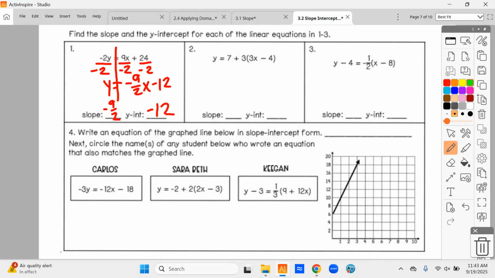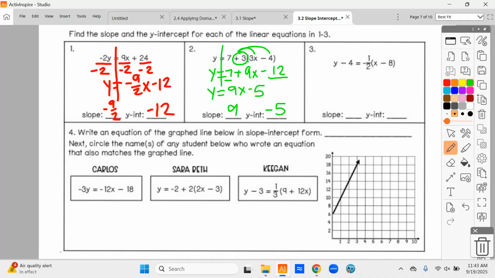Now on the next one, I need to distribute and simplify first as well. So I still have y alone, but my equation is not simplified. So I have 7 plus 9x, because 3 times 3x is 9x, minus 12, because 3 times -4 is -12. And then I have to combine my like terms. So I have y equals 9x, and 7 minus 12 is negative 5. So my slope is 9, and my y-intercept is negative 5.